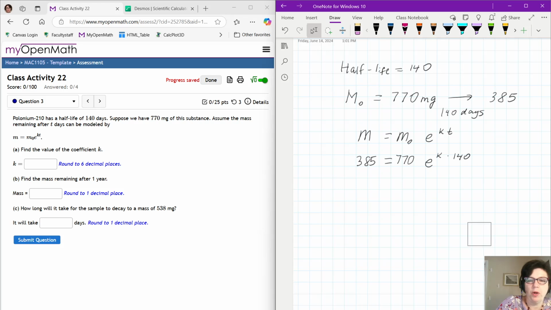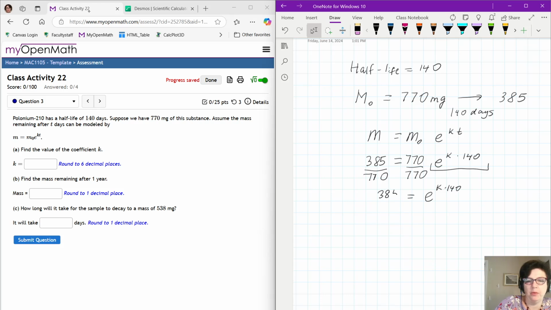So step number 1, isolate the exponent. We do that by dividing by 770, which was the initial amount. We're dividing that on both sides, and that will isolate the e term. And then on the other side is 385 divided by 770. I'm not going to mess with that yet.